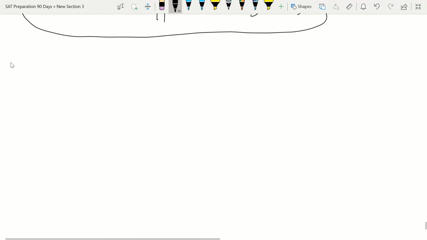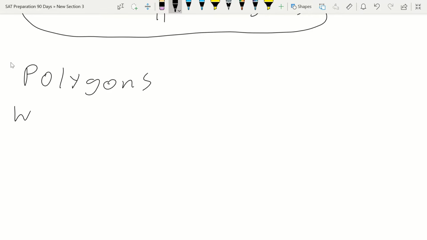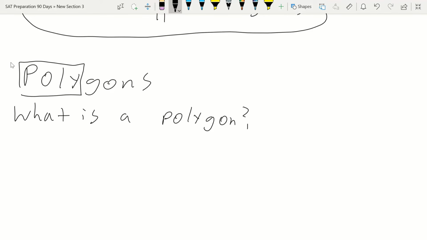Okay, let's see what else we've got. We've got polygons. So now we're going to go back to geometry. We are working with shapes once again. Polygons. What is a polygon? If you don't know what a polygon is, I am going to explain it to you right now. Polygon, poly, the prefix means many. Gons, I don't know what it means. It probably means many sides because that's what a polygon is. So a polygon is a shape with many sides, a many-sided shape.